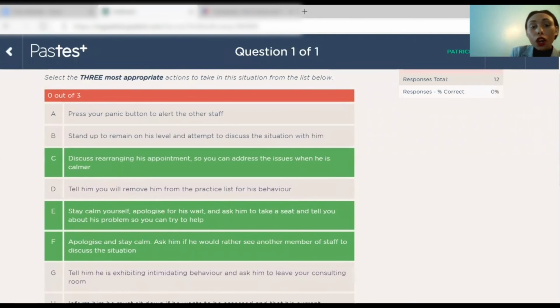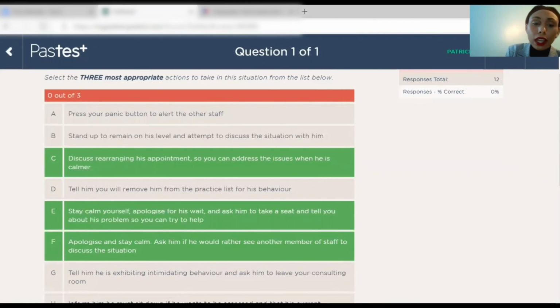and we're going to go through this quickly. So the options are, you can discuss rearranging an appointment so you can address the issues when he is calmer. He may not want that. Alternatively, then you can give him some time to wait. But this is obviously clearly one of the things that you can do. Stay calm yourself. Of course, you should apologize for his wait and ask him to take a seat, and tell you about his problem so that you can actually help him. And apologize and stay calm. And you can always offer the chance for him to see or speak to another member of staff. So these are the most appropriate things to do.